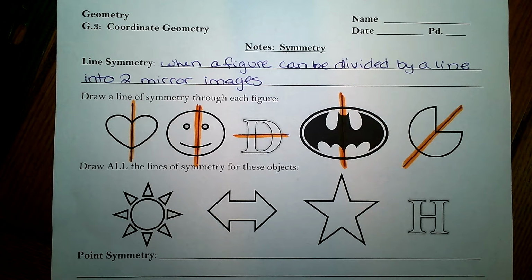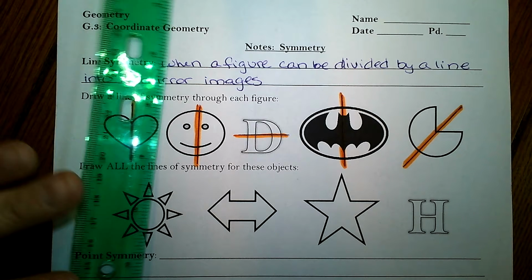Now, sometimes you're asked to find all the lines of symmetry in an object. You'll have to draw multiple lines of symmetry in. So let's do a couple practices here. Let's start on the sun. Okay, use a pencil, make sure you have a ruler. There are a lot of lines of symmetry here on the sun.